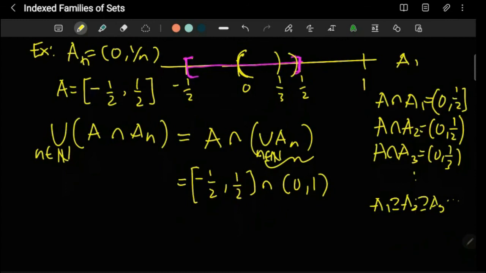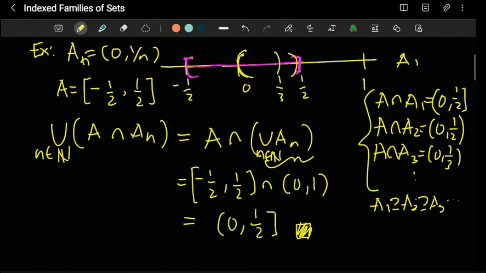This is actually equal to 0 to 1. So that means you only need to intersect two sets: negative 1 half to 1 half and 0 to 1. So what's the intersection? Of course, that's 0 to 1 half including 1 half. And that's much easier than this whole thing. So that's how we use the distributive law. And De Morgan's law is similarly used in arbitrary union or arbitrary intersection.